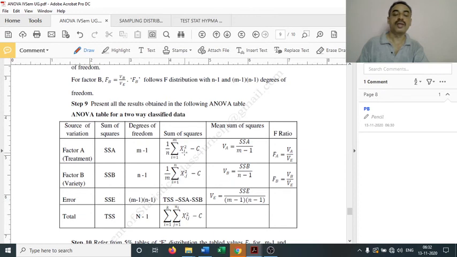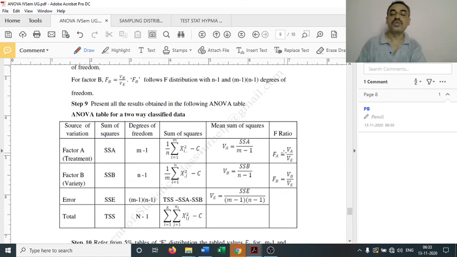Likewise, this is the same order for writing the various sums of squares. First write the sum of squares due to the first factor or treatment, and then the variety sum of squares, that is SSB, and the sum of these two is subtracted from the total sum of squares to get the sum of squares due to errors, that is TSS minus SSA minus SSB. Next is the mean sum of squares, obtained by dividing each sum of squares by its respective degrees of freedom. So here SSA by m minus 1, here SSB by n minus 1, and here SSE by m minus 1 into n minus 1.